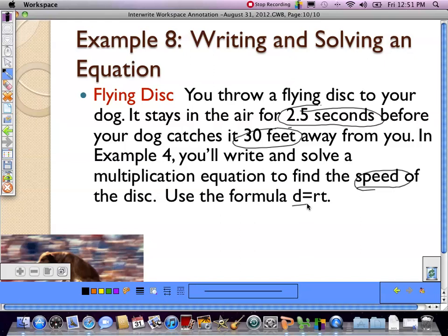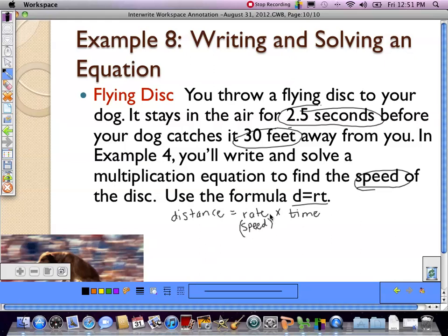Now we're going to use this formula that they gave us, and this formula stands for distance equals rate times time. And the question asks us to find the speed. The speed is the rate. Those are synonyms. Speed is the rate.